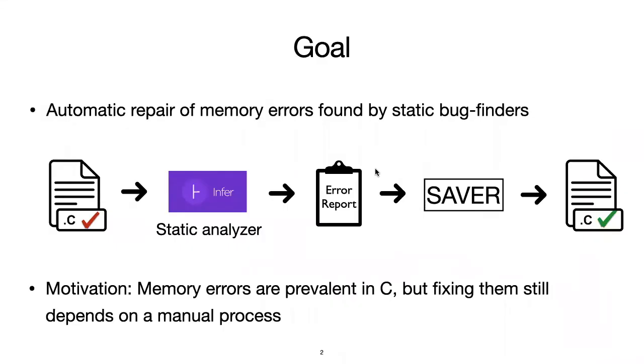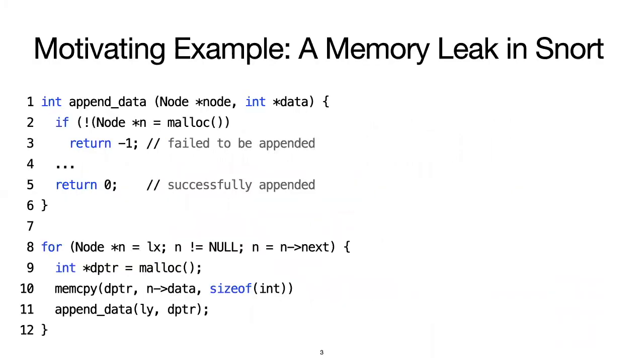This talk is about an automatic repair of memory errors found by static bug finders. In this work, we combined our tool SAVER with Infer, a state-of-the-art static analyzer deployed within Facebook, and we demonstrate that SAVER was able to fix a large portion of memory errors found by Infer. The motivation of our work is that memory errors are highly prevalent in C, but fixing them still requires a manual process. Now I'm going to describe our goal in more detail with a motivating example.